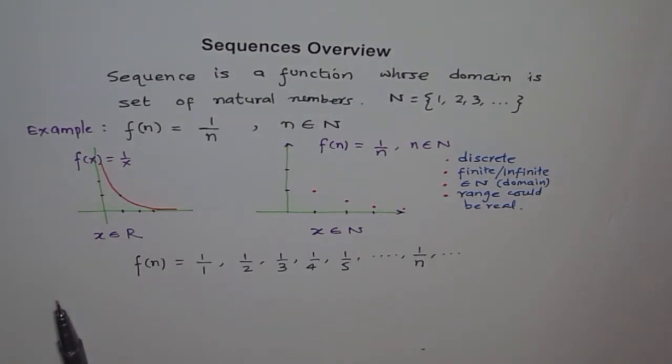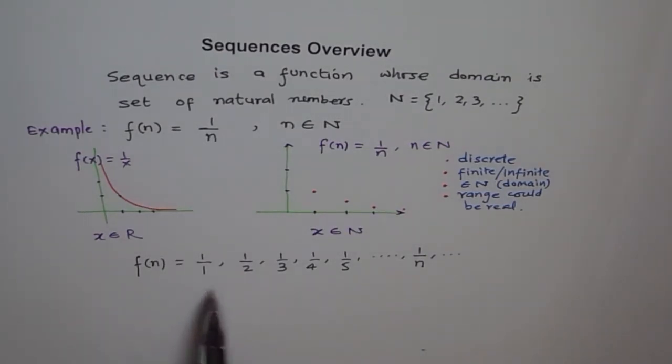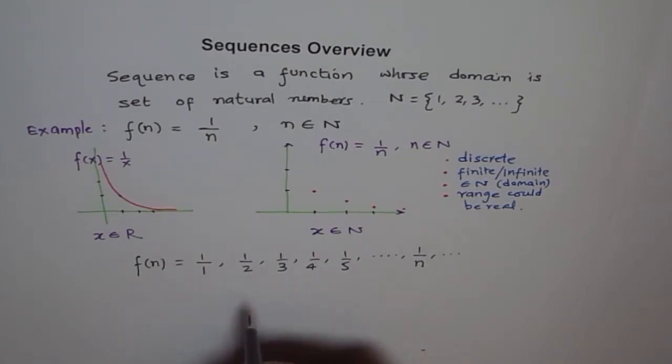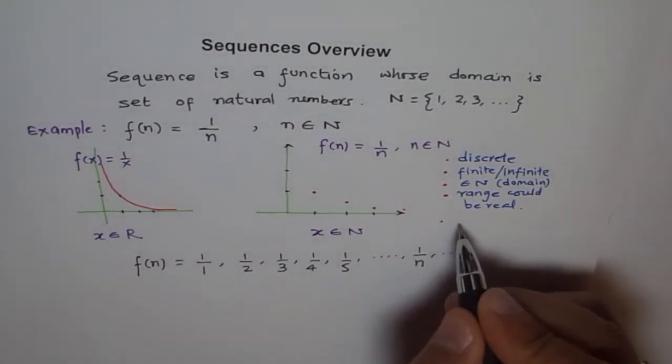Now here is our sequence f of n equals 1 over n, where we have put some values for n, and so we get these different elements. So these elements are 1, 1 over 2, 1 over 3, 1 over 4, 1 over 5. Each element in a sequence is called a term. So we call these terms. Elements of a sequence are called terms.